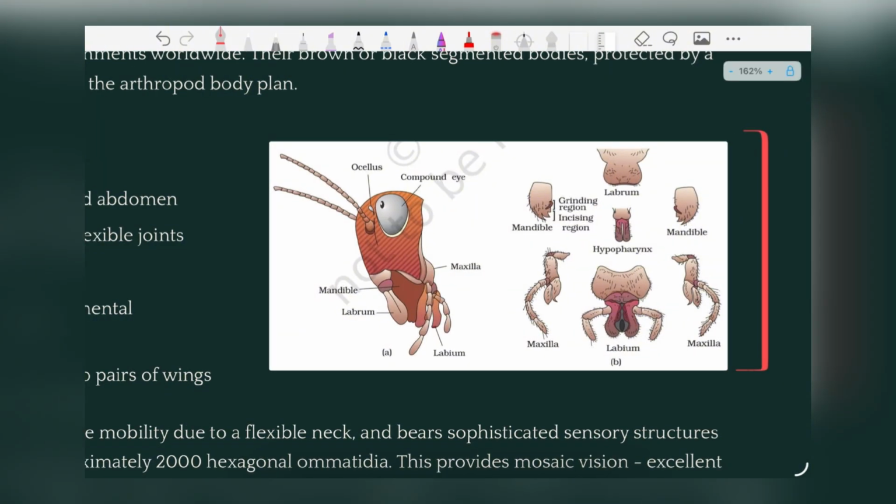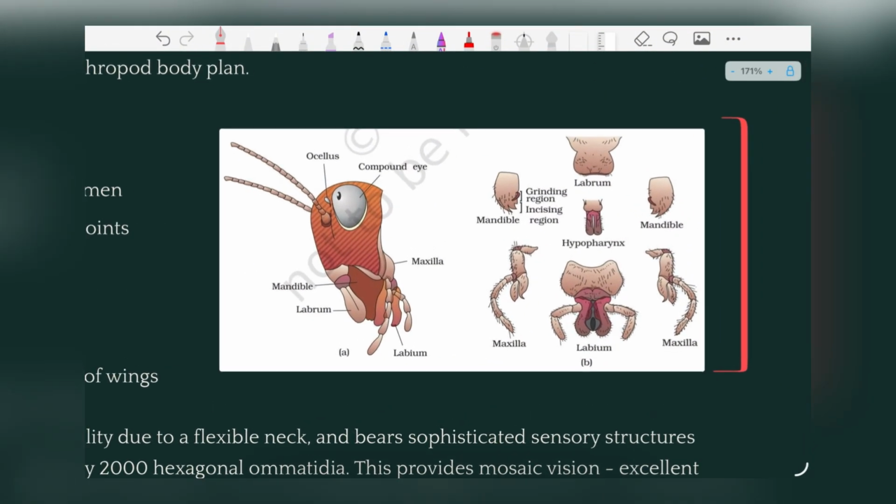It is asked in NEET many times that the upper part of the mouth is the labrum. The grinding region, the incision region, is the mandible. The holding region is the maxilla, and the lower region of the mouth is the labium. The tongue of the mouth is the hypopharynx.